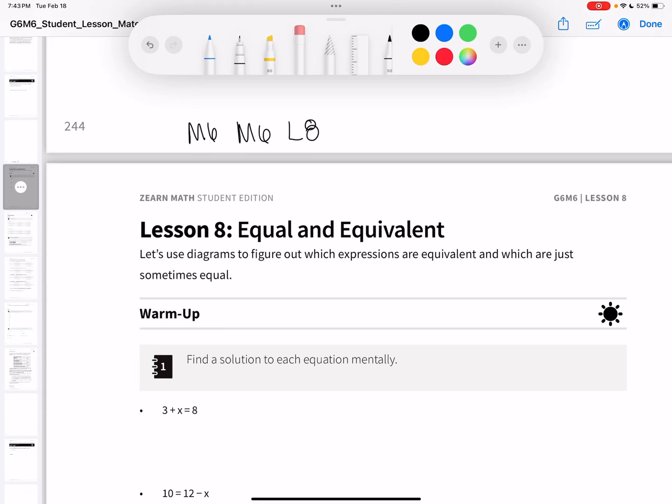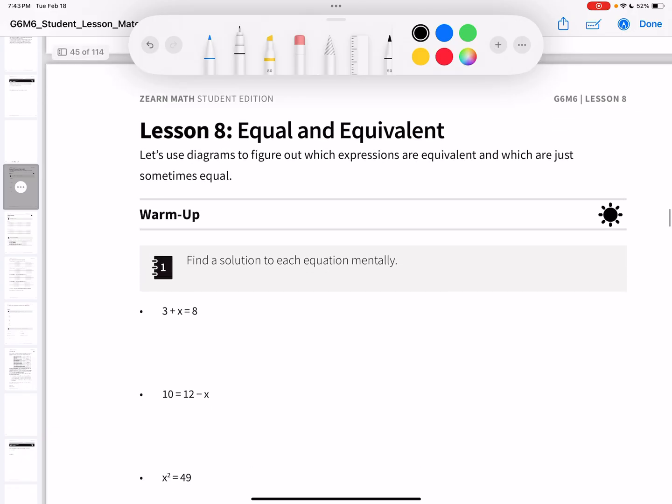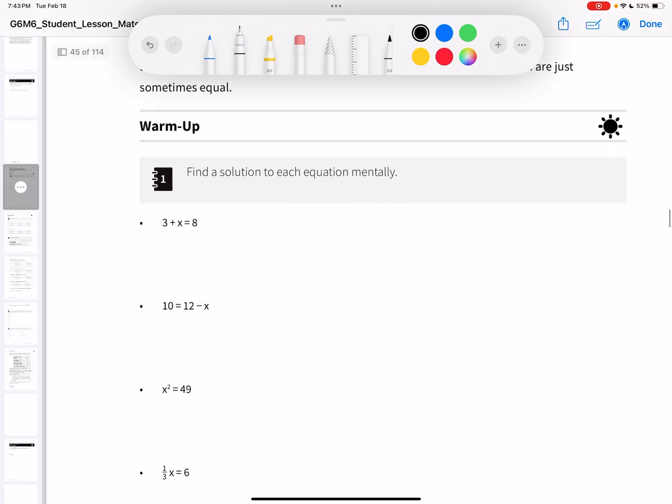Today we're doing Math 6, Mission 6, Lesson 8, Equal and Equivalent. So let's use diagrams to figure out which expressions are equivalent and which are just sometimes equal. So we'll have things that are always equivalent no matter what. And then we'll have equations that are equivalent sometimes, but that's really not equivalent, that's just equal. Like, it happens to work out that in this specific situation, they're equal to each other, but they're not always equivalent. Okay, so we're gonna go through and do that.